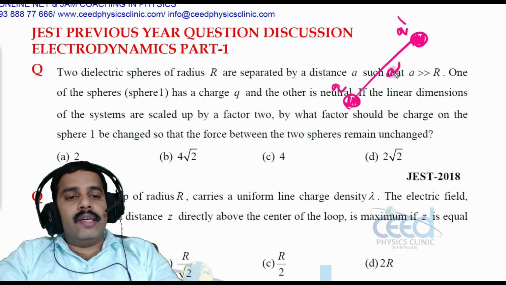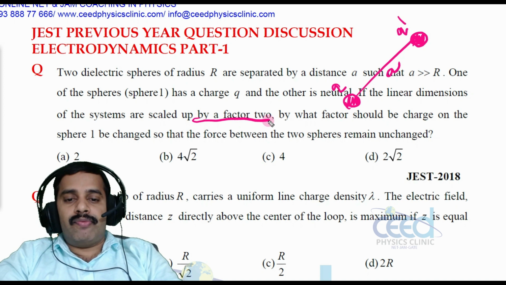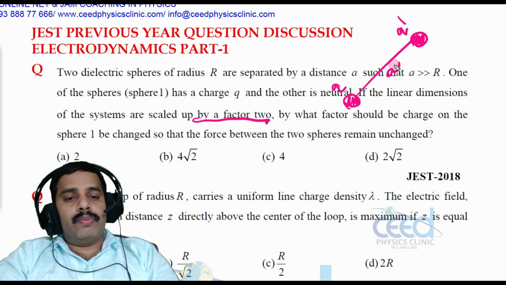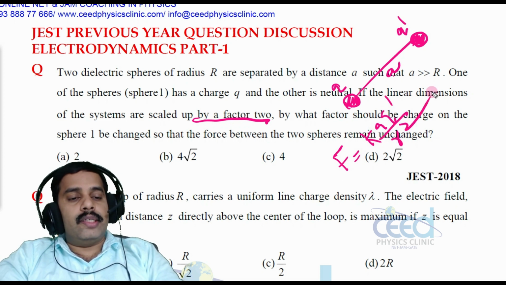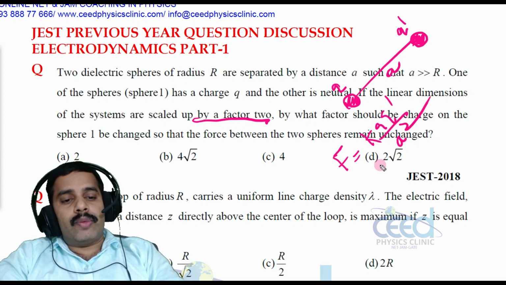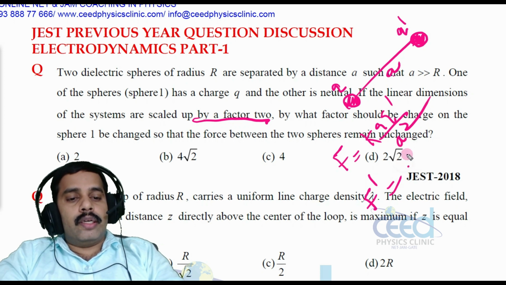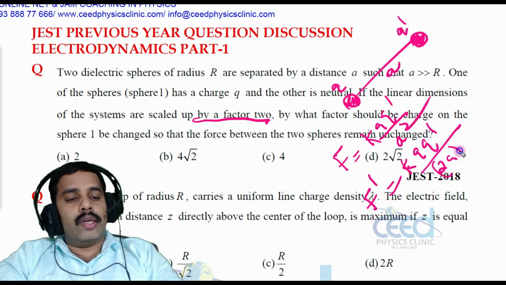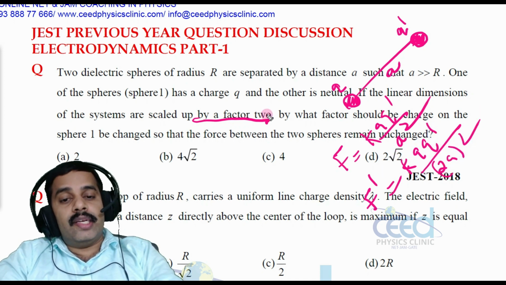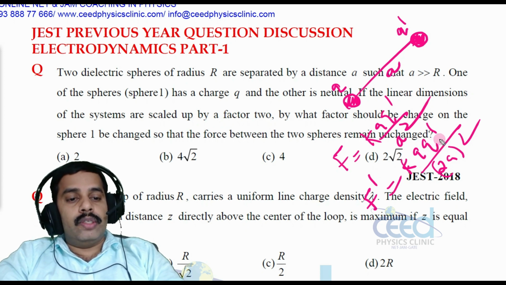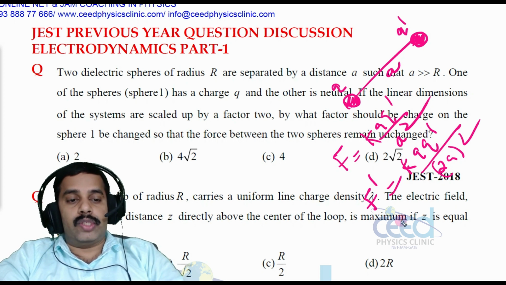Now if you increase this A, scaled up by a factor 2, the force between these two is K Q dash by A square. Now suppose you are increasing the distance, the new force will be K into Q dash divided by 2A the whole square. Now if these two forces are equal, what should be the value of Q dash? That is the question.